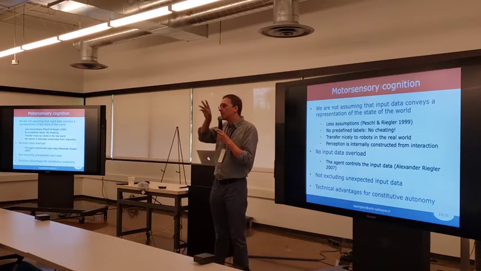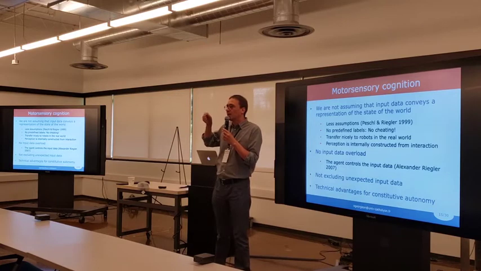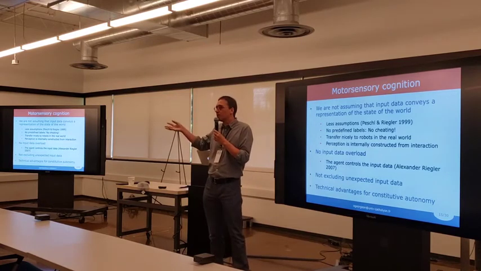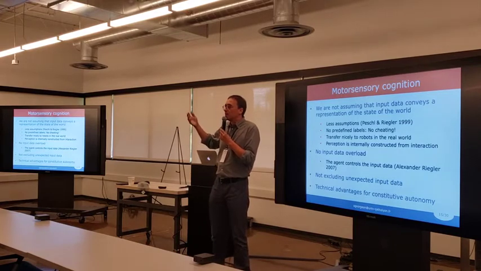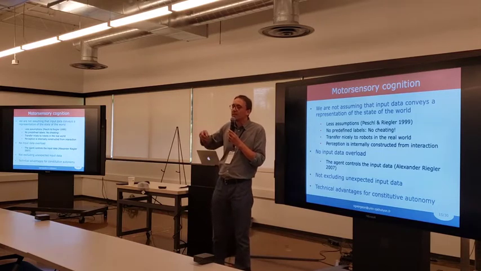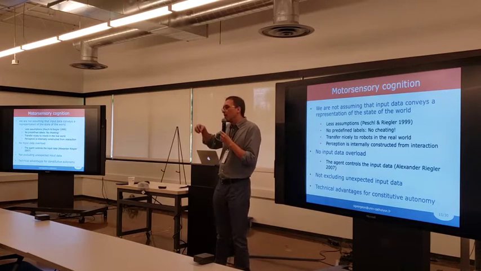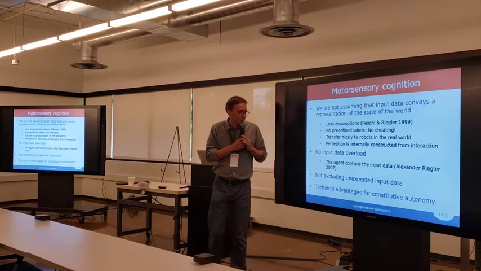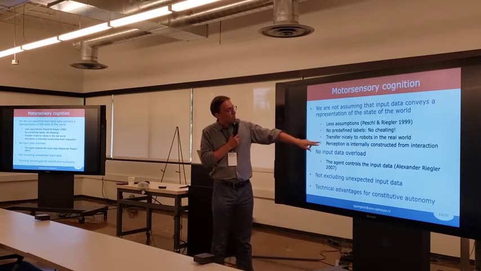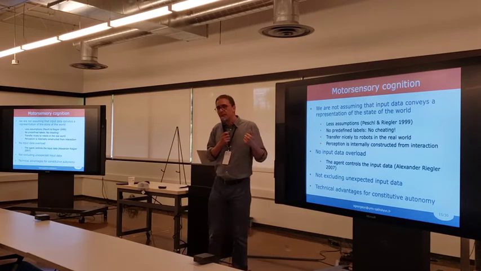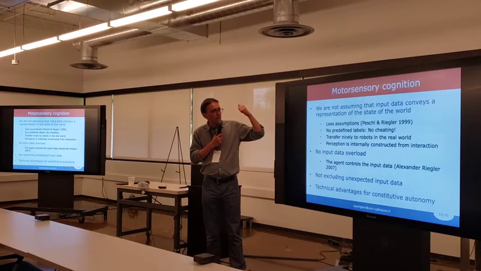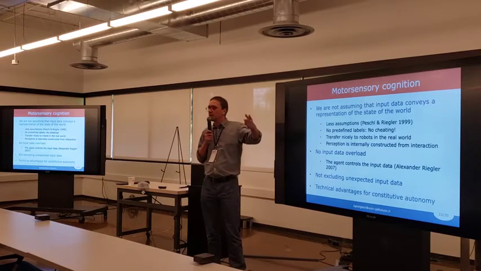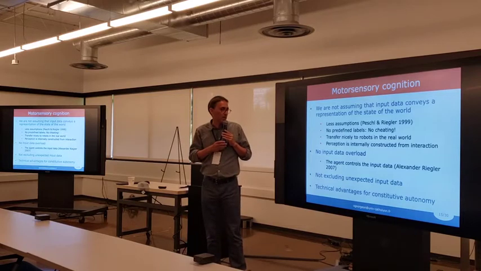When we do simulation in a simulated environment, we can very easily transfer our algorithm to a robot, because the robot in the real world does not receive labels about the state of the world. Because our algorithm doesn't assume that input data represent the state of the world, our algorithms transfer nicely to robots. And in this framework, we consider perception not as input data, but as an internal construction in the robot through sequences of interactions, through regularities of interaction.